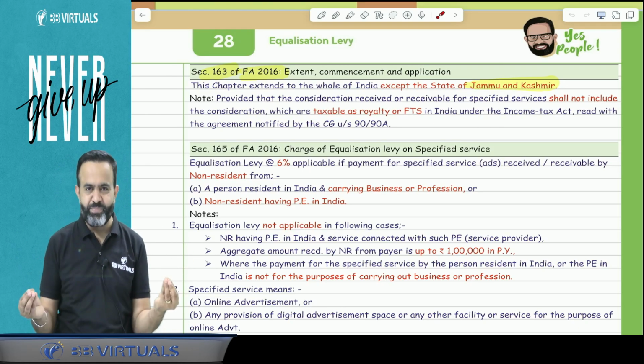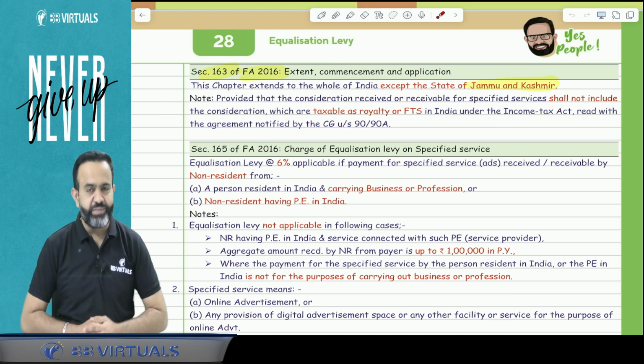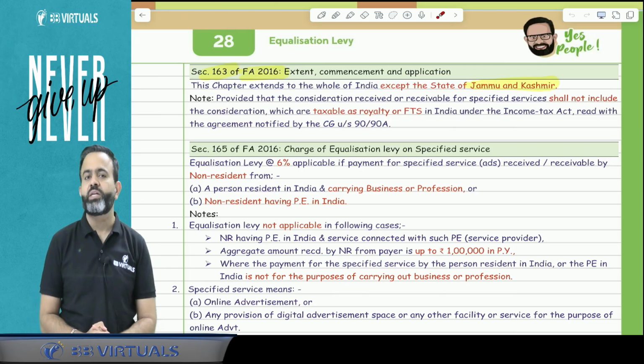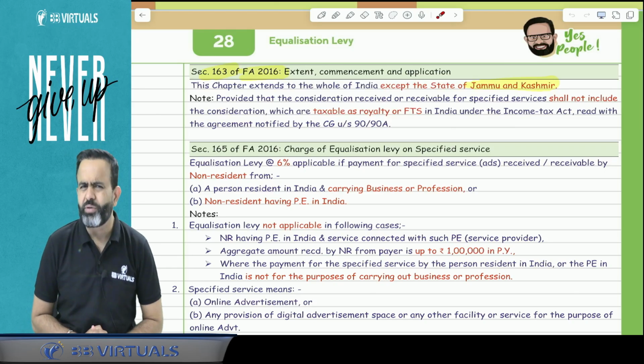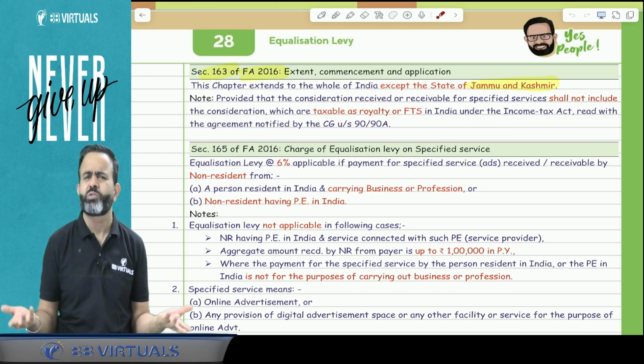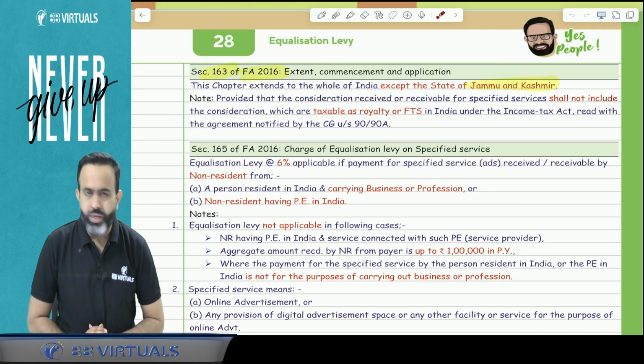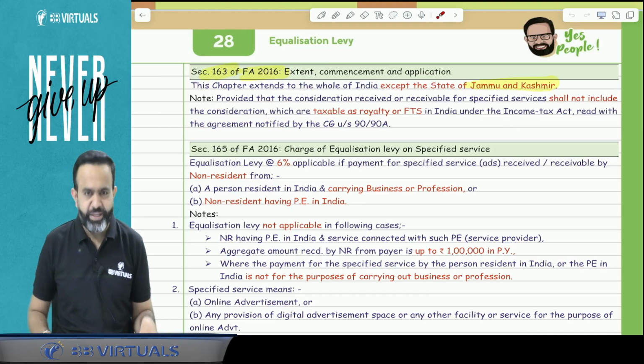So now it is a very simple, very small topic, equalization levy, and in your examination it may cover approximately 3 to 4 marks, or many times it may cover 5 to 6 marks also. Okay, so let's start with this topic, equalization levy.